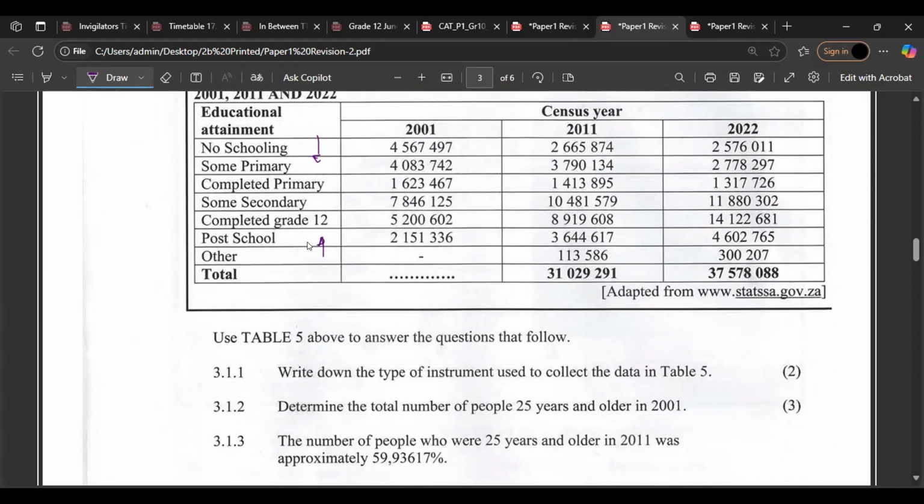Then we are looking at: write down the type of instrument used to collect the above data. This is data handling. Definitely it could have been a questionnaire. Questionnaires are given away. Instrument used to collect data. Or you could talk of what? An interview. You can sit with them and ask, interview.